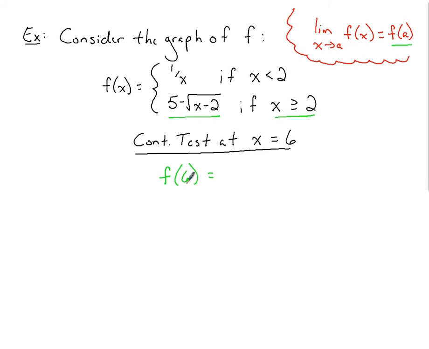So if 6 is greater than 2, that's going to sync up with my second piece there. Meaning I'm going to take 6 and plug into the second piece, get 5 minus the square root of 6 minus 2. Of course, the square root of 6 minus 2, the square root of 4, being 2. You've got 5 minus 2 here, so that's going to be 3. f of 6 equals 3. So you start on these continuity tests by finding whatever f of a is, and then we focus our attention on the limit.